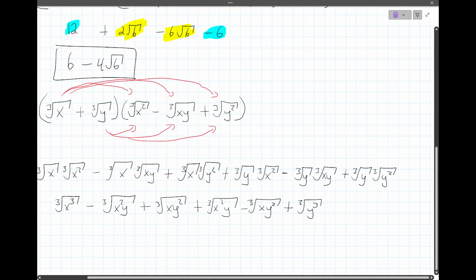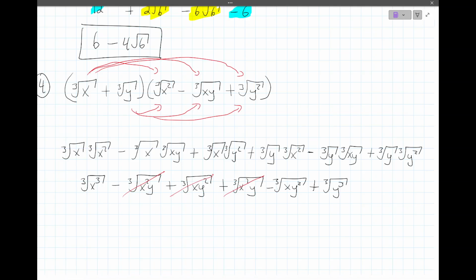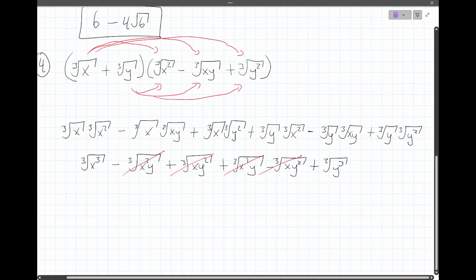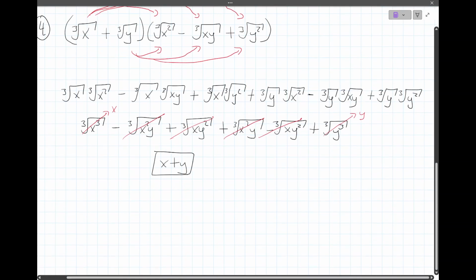Okay, let's make some nice simplifications here, or see if we can cancel any like terms. That and that go away. This and that go away, so the middle falls out. And this is just going to become x, and this is just going to become y. So at the end, I'm only going to get x plus y. That's it. So it works out very nicely for us.